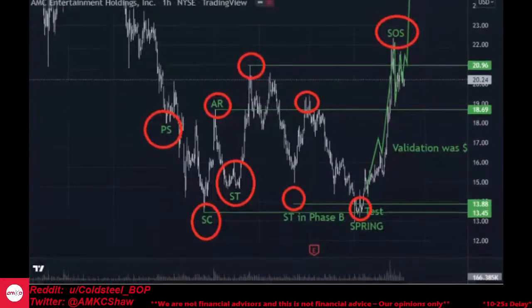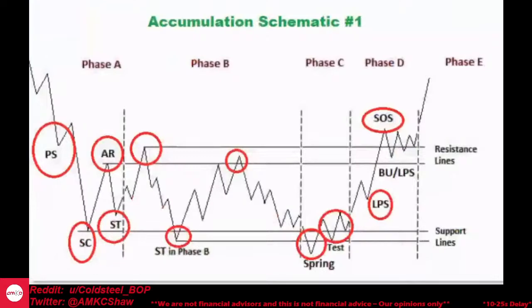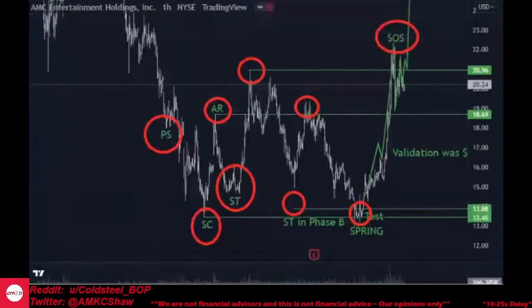If you can't see it, to me it looks like a picture perfect Wyckoff schematic, and there's no denying what it is. Yeah, it definitely looks like it to me too.